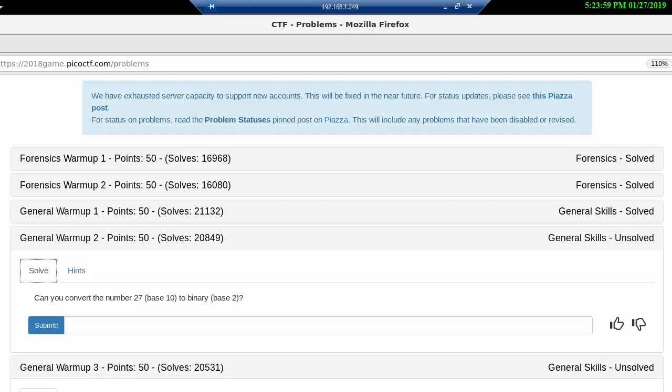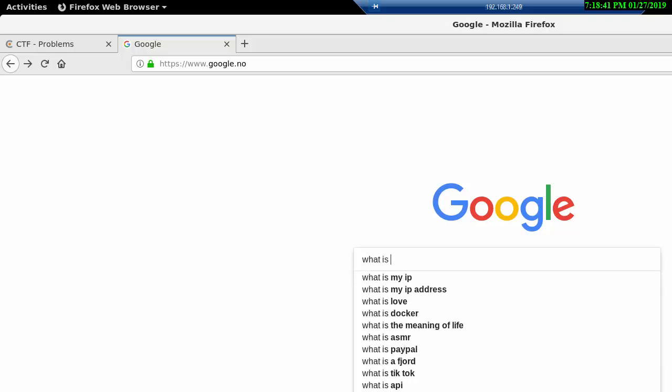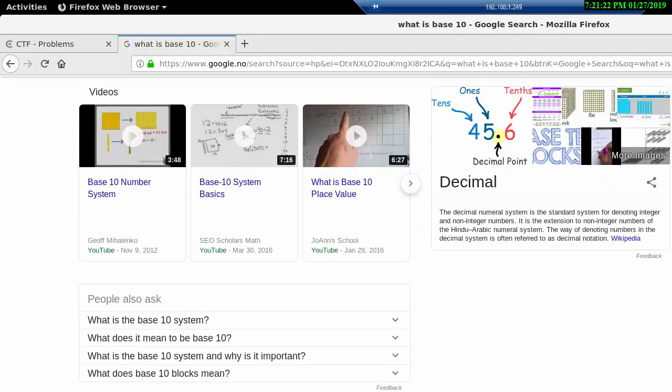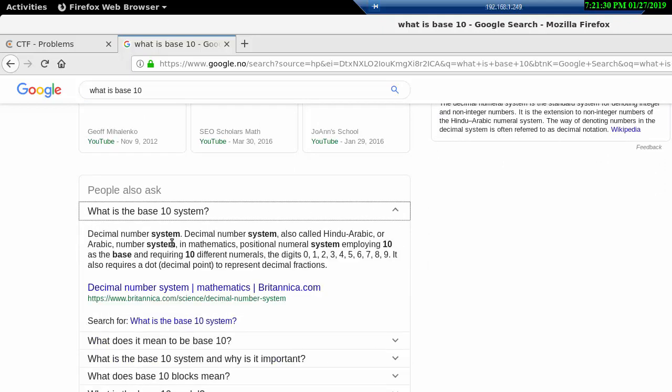Now, it doesn't exactly tell you what base 10 is, but when it just states number 27, you can assume that it is the number system that we use on a daily basis. Let's just confirm that base 10 is what we think it is. So let's type in what is base 10, and if we click in here on what is the base 10 system, we see it's the decimal number system with the digits 0 through 9, and that should sound familiar.